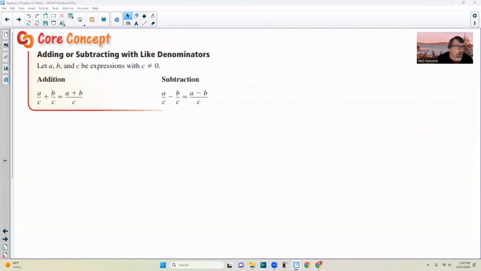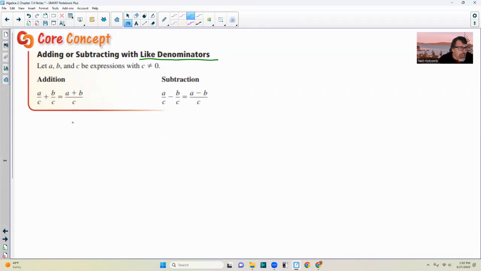Okay, so we're going to review a core concept from Algebra 1 before we continue, because it's super important you don't make these mistakes. So it says, when adding or subtracting with like denominators, let A, B, and C be expressions with C not equal to 0 since it's in the denominator. If you have A over C plus B over C, that equals A plus B over that same C. You can combine them. Same with subtraction. A over C minus B over C equals A minus B over C.